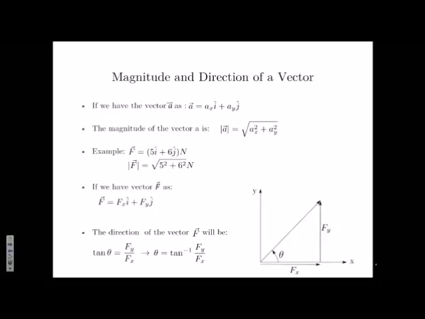Example: if you have, let's say, force F given as 5i hat plus 6j hat, in Newtons, and you want to compute its magnitude, square each of these components, add them together, and take a square root, that'll give you the magnitude.